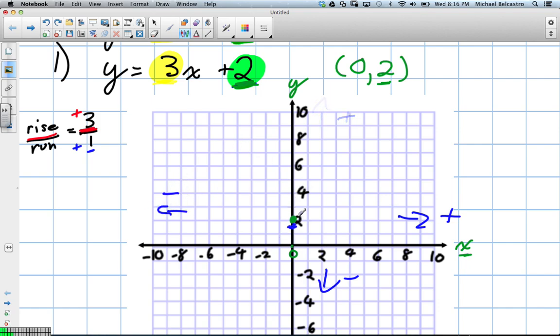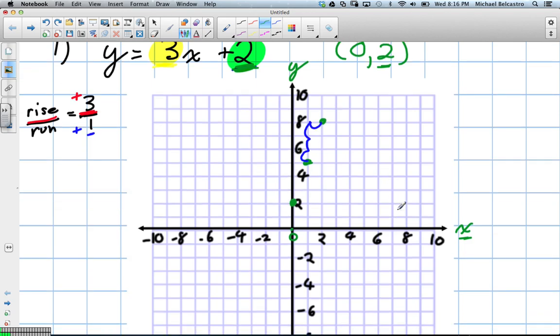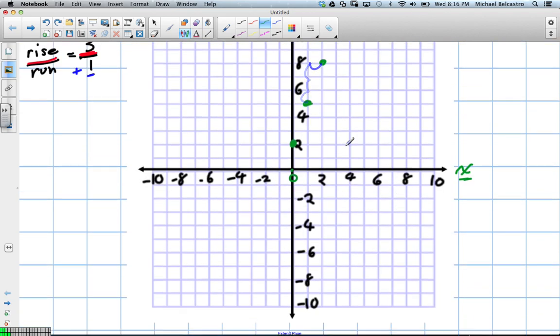So from this point, we go up 1, 2, 3, and we go to the right 1. So the next point is right here. Okay. Then we can go up again, 1, 2, 3, and over 1. And we have at least 3 points. We only really need 2 to draw a line. Okay? And we can continue it.